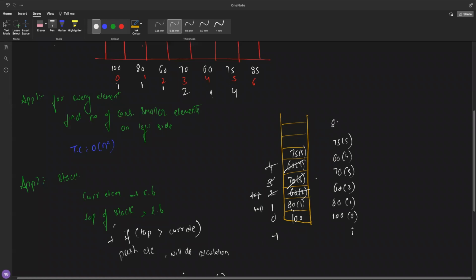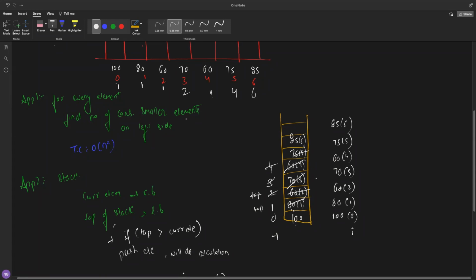Next element is 85 with index 6. 75 is smaller than 85, so it will be removed. 80 is smaller than 85, so it will be removed. 100 will remain like that only because 100 is greater. So 6 minus 0 is 6, so you will be getting the correct answer. So it will be 85, here is 6.